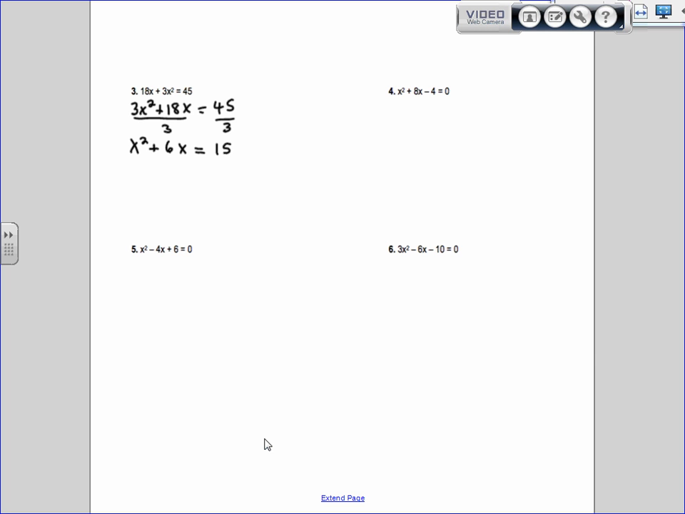Okay, so I'm going to complete the square. So I'm going to do my b divided by 2 squared. So 6 divided by 2 is 3 squared. Gives me 9. Nope, it's b over 2 squared. Don't get confused with negative b over 2a. We did that before, the vertex form, right? Okay, so I'm going to add 9 to both sides. So I have x squared plus 6x plus 9, and I have 15 plus 9.